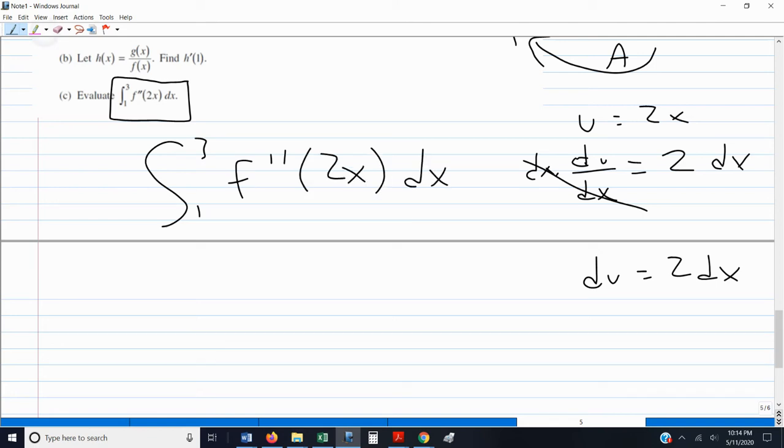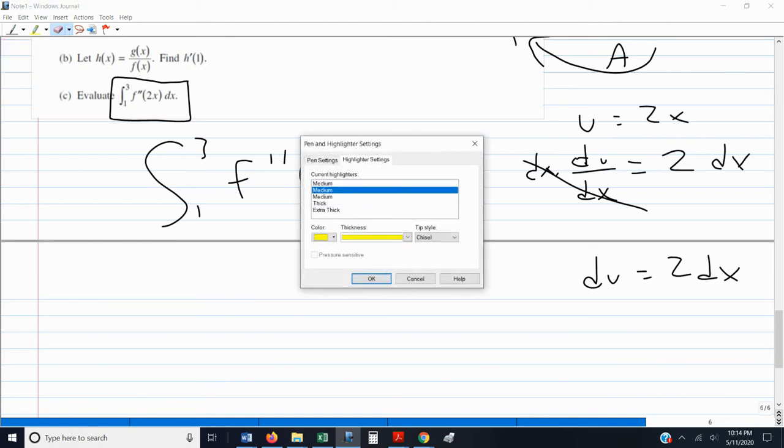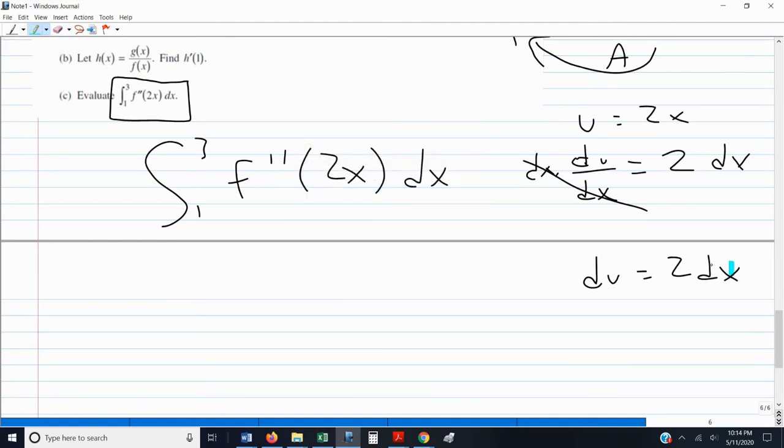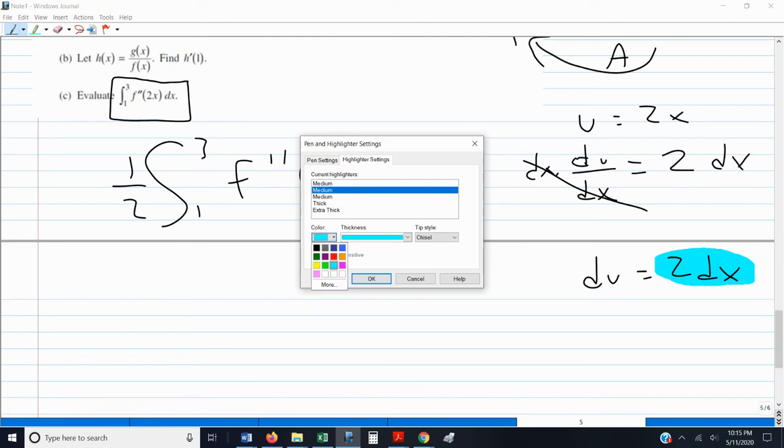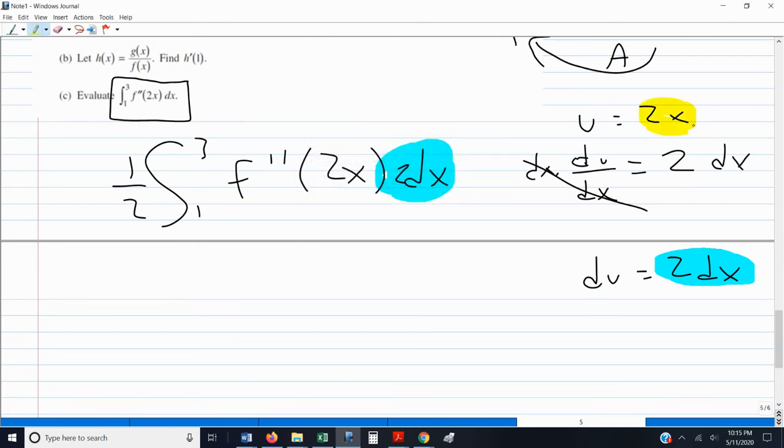Okay, and then what was the color coding I would use? I think it was yellow. No, I would use blue. We're looking for 2 dx in that integral. So when you go looking for 2 dx, you've got the dx, but you're missing the 2. So you'd introduce the 2 and introduce the 1/2. And then the u value is 2x. So the 2x is right here, and that's going to turn into u.